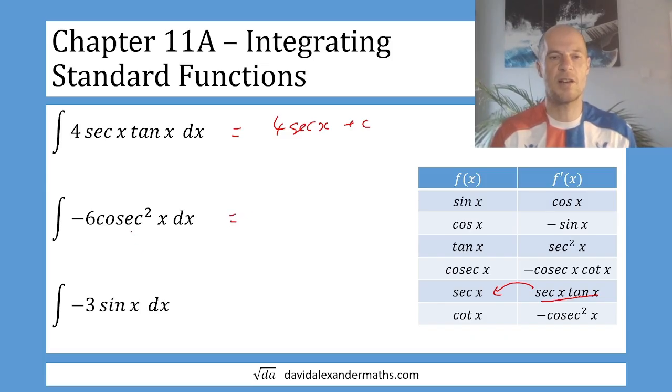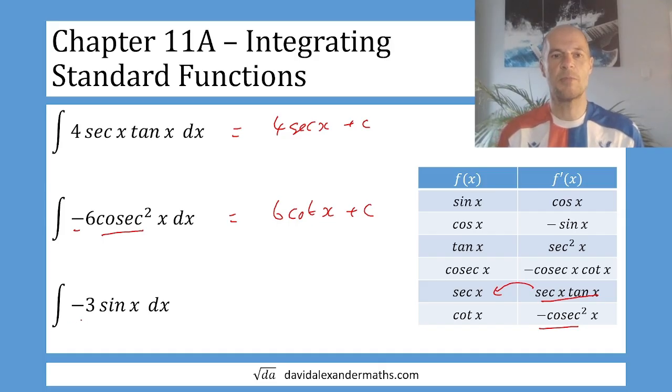Let's have a look at the next example. So we've got minus 6 cosec squared x. Now I can see that minus cosec squared x is the derivative of cot x, and we can see here it is negative as well. So we've got minus cosec squared x. So if I integrate, that will be positive cot x, but it's minus 6 cosec squared x, so that will be positive 6 cot x plus c.